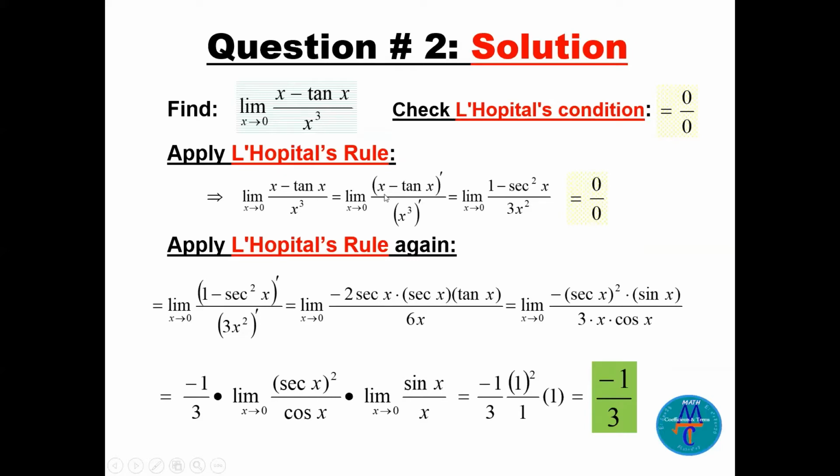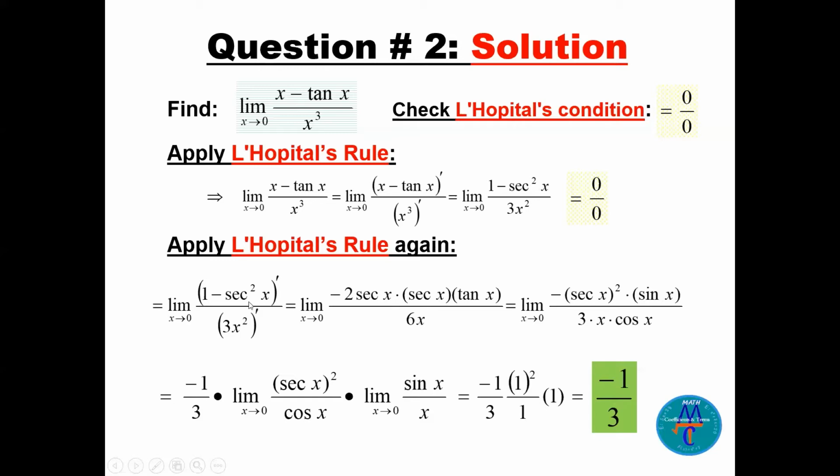Find the derivative of the numerator, which is 1 minus secant squared of x, the derivative of tan of x. The derivative of x cubed will be 3x squared. Now replace x by 0. This will be 1 minus secant squared of 0 divided by 3 times 0 squared. Again, 0 over 0. We can apply L'Hopital's rule for the second time.